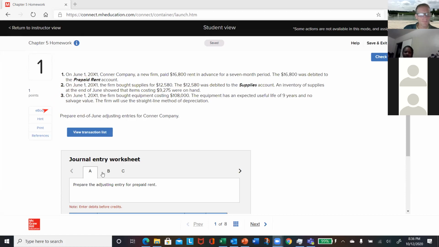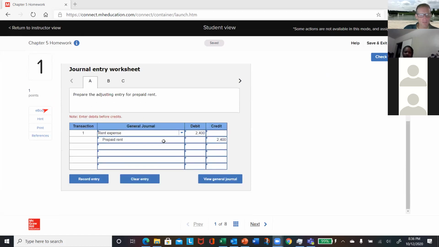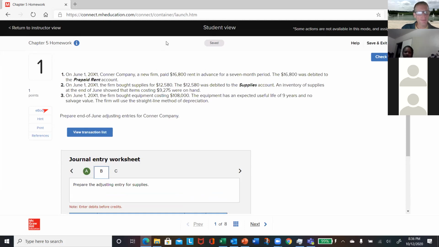So the next one, and again, this is the transaction list. We'll record it. Let's look at part B. This one's going to be recording it for supplies. It tells us that June 1st, they bought some supplies for $12,580. It says the $12,580 was debited to the supplies account. Then they say an inventory of supplies at the end of June showed that items costing $9,275 were on hand. That means that's what's left.